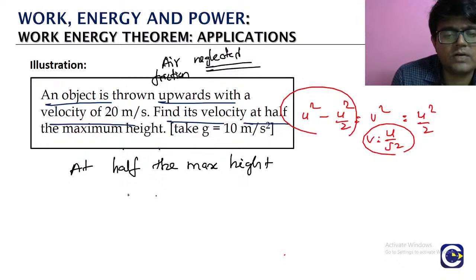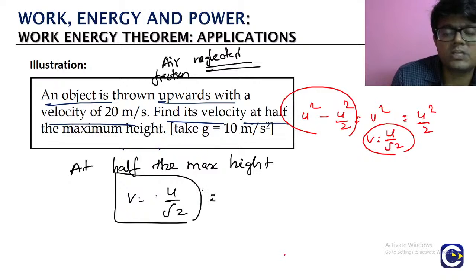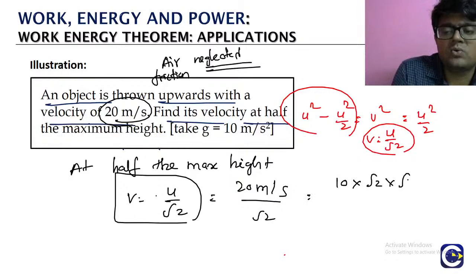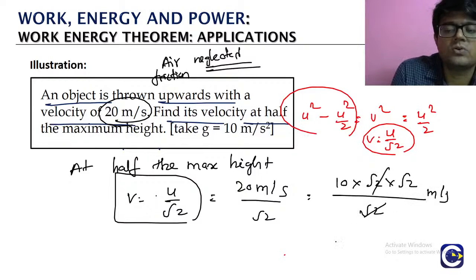At half the maximum height, what is the velocity? U by root 2. This is a standard formula. If you substitute, you have 20 meters per second divided by root 2. We can write it like what? 10 into root 2 into root 2. What is it? Root 2 cancels.